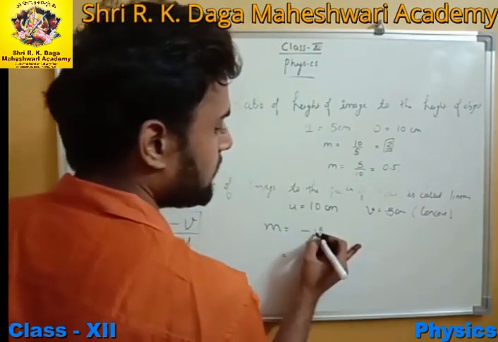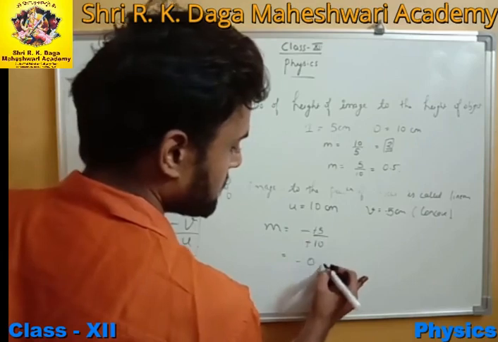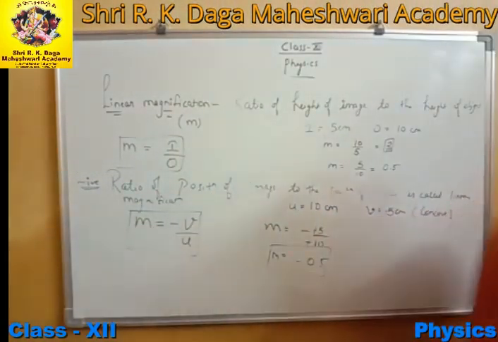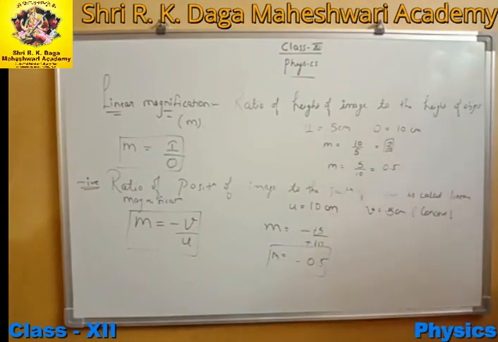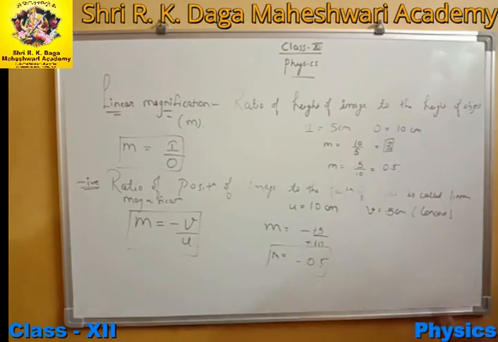So what do we get from here? Minus and minus cancel, it will be 0.5. So in this way you can find out the linear magnification by just knowing the values of I and O and U and V. Okay.